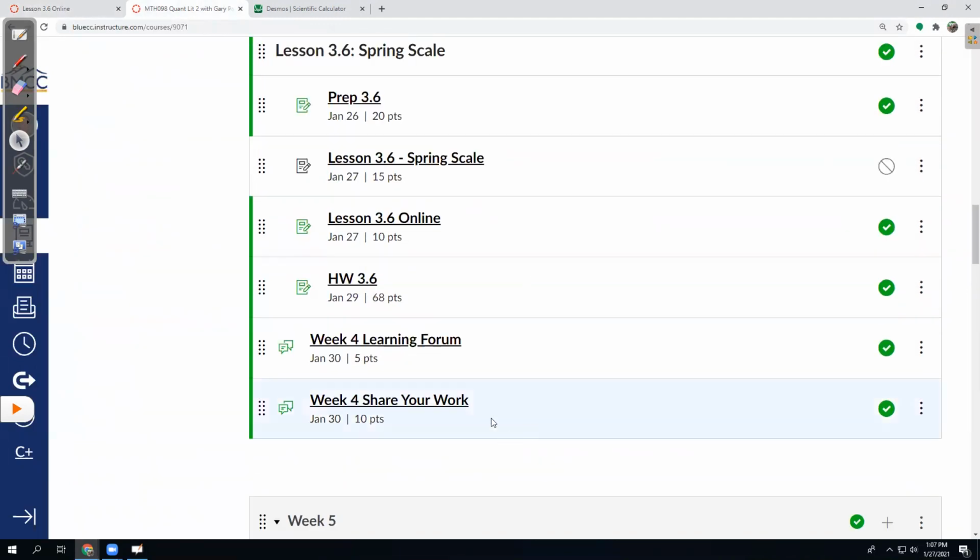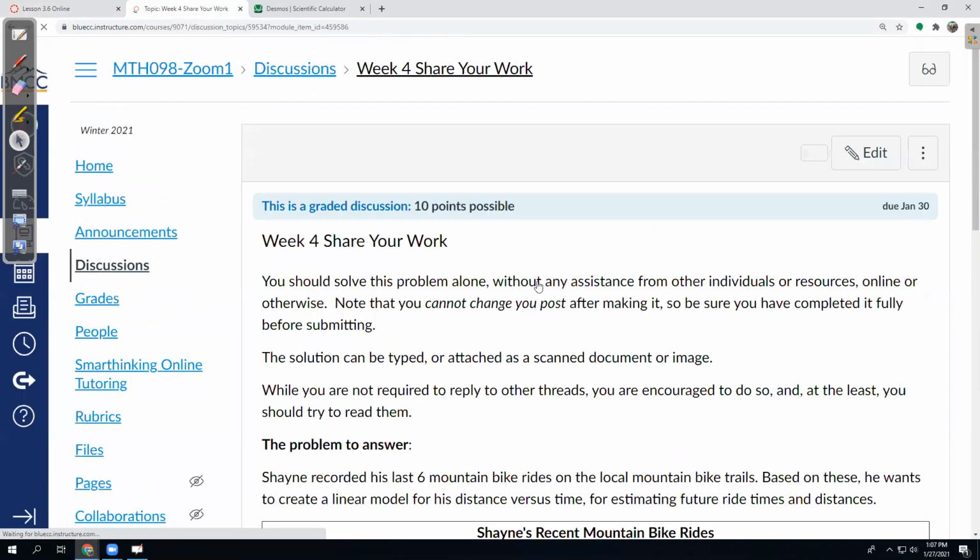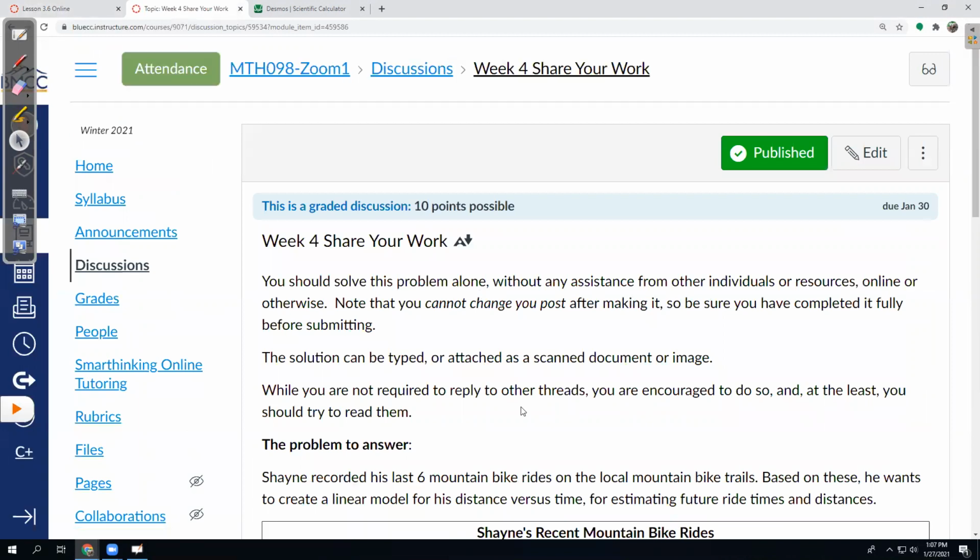Okay, so share your work. What I'm going to do is take a look at this problem and then I'm going to do a similar problem with you.